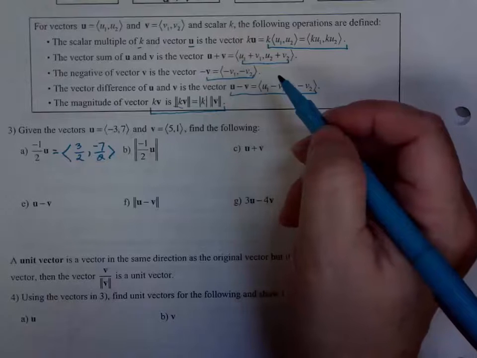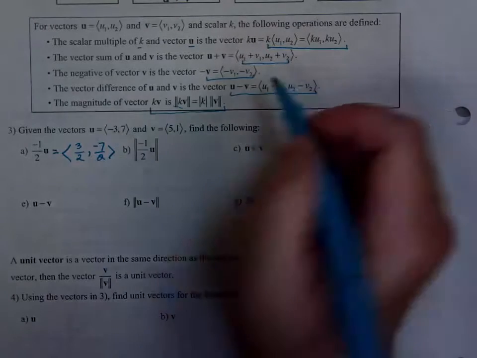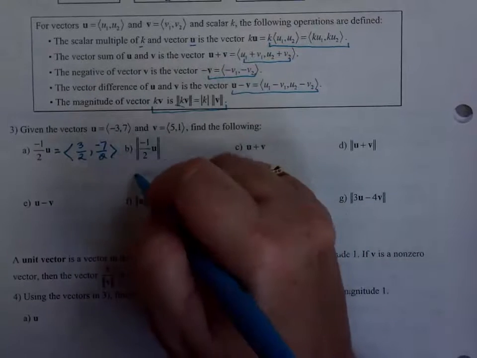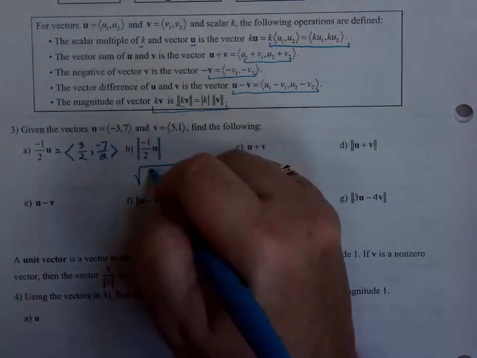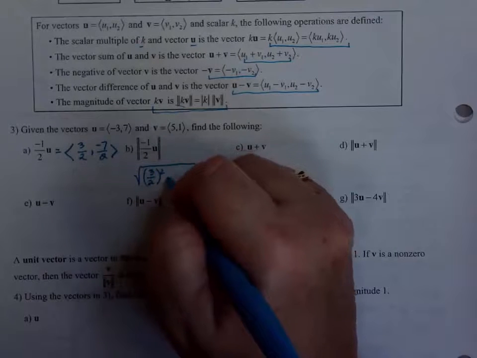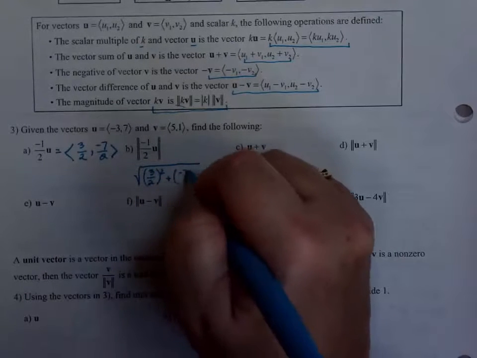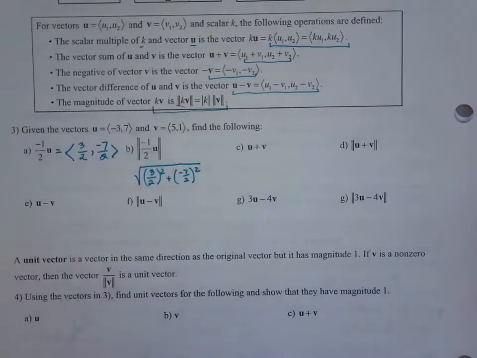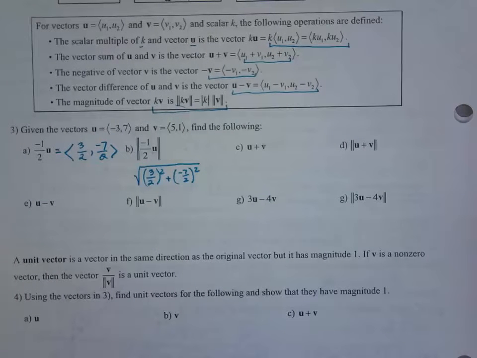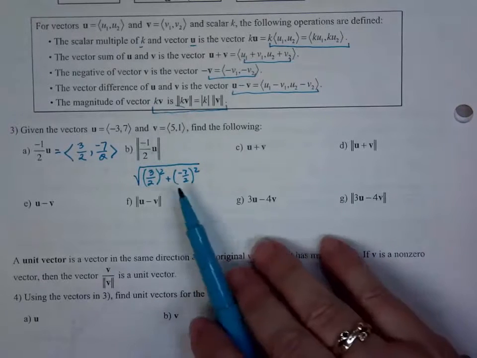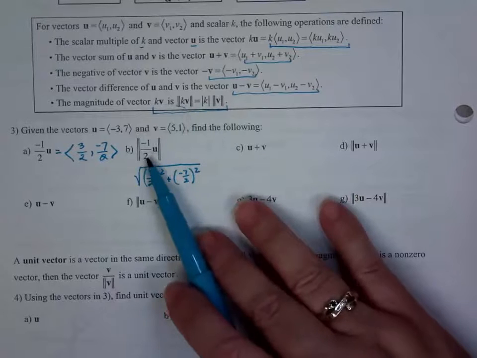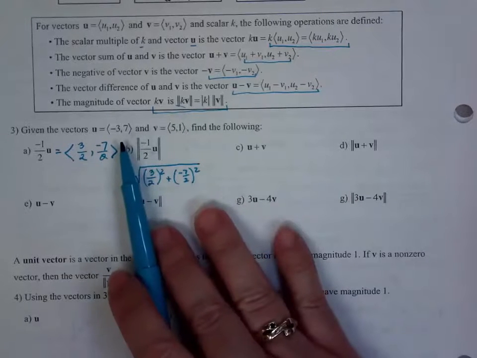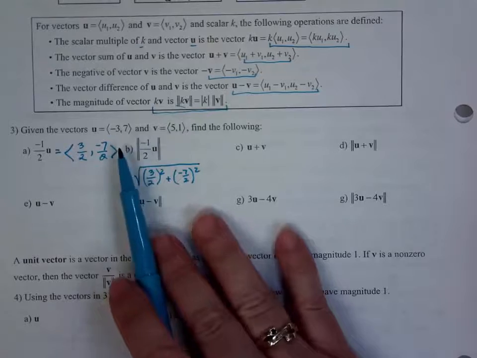Magnitude. So I want to know how long that vector is. How long is this vector? So I'm going to say that the magnitude is the square root of the 3/2 squared plus the negative 7/2 squared. Yuck. Okay? Or by the rule that was on the very bottom right here, I could do it this way, or I could have taken it back to where it was before I multiplied in the half and then just do half the length. Watch this.